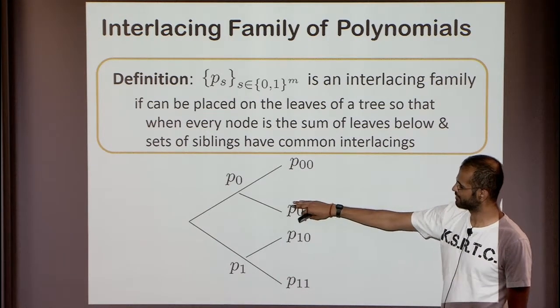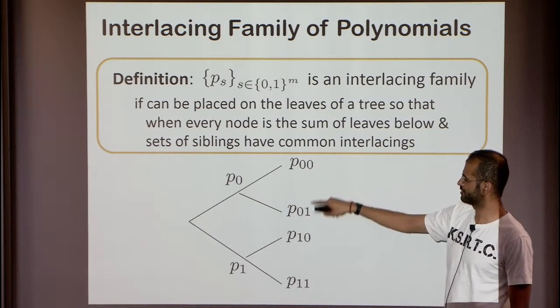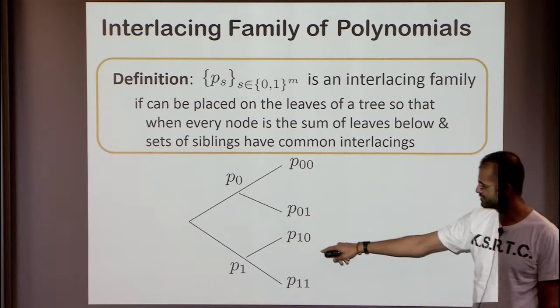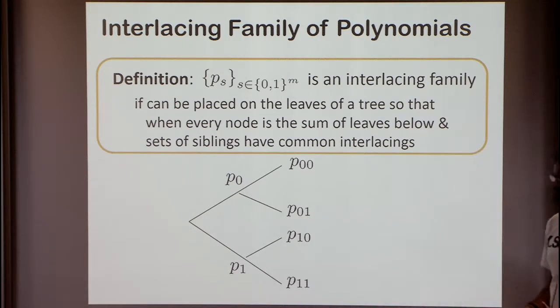If I go one level up, I have p naught, which is the average of p naught naught and p naught 1. And p1 is the average of p1 naught and p1 1. So the internal nodes are just indexed by initial segments of these bit strings. And then the root is just the average, the sum of all the polynomials. So this is the definition of this tree. The nodes are indexed by polynomials. You should think of the root as being the expectation of all the polynomials, and the internal nodes as being conditional expectations, conditioned on some of the things being fixed.